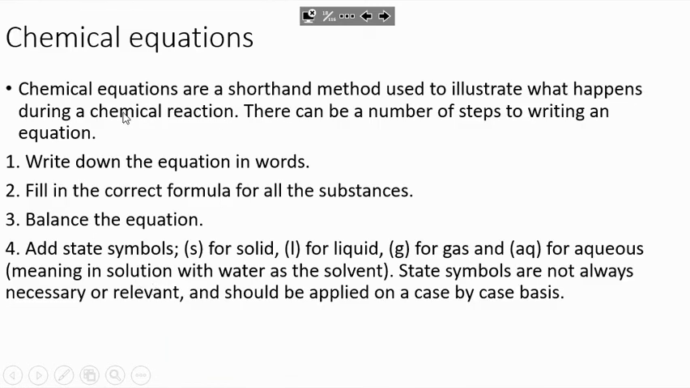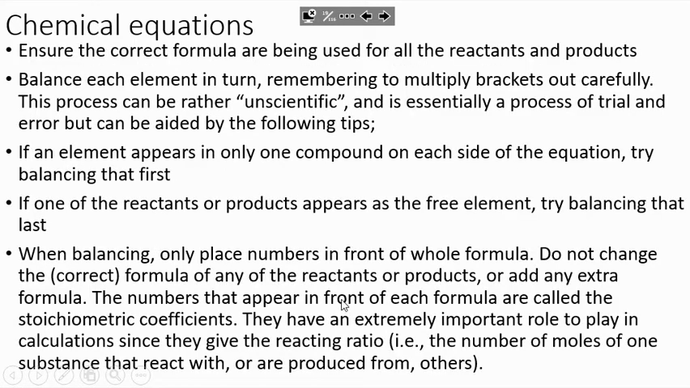So chemical equations are a shorthand method, and they illustrate what happens during a chemical reaction. There can be a number of steps to writing them. First, write the equation in words. I would not waste my time doing that. Fill in the correct formula for all the substances and then balance the equation. You do not have to add the symbols in for state. They're not always necessary, and you don't have that kind of time on the AP exam.